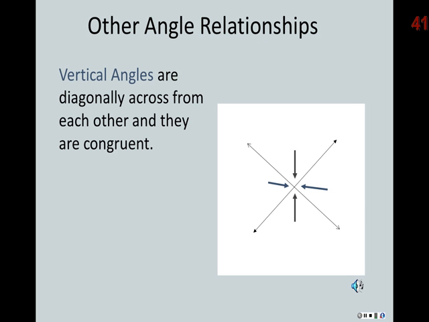Natalia says, oh, I see some supplementary lines. And she's right. This angle and this angle should be supplementary because they both form a line. This angle and that angle should be supplementary. This angle and that angle should be supplementary. And this angle and that angle should be supplementary. Okay? So she's absolutely right. There are some supplementary angles and vertical angles. But right now, I just want you to worry about the vertical angle relationship. Vertical angles means opposite angles are equal.